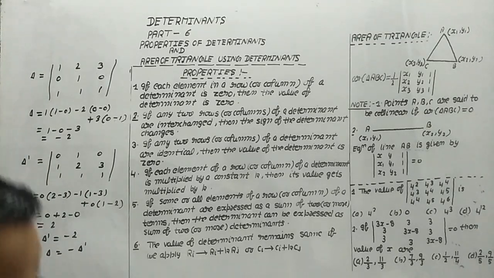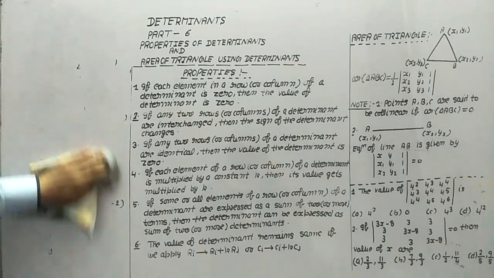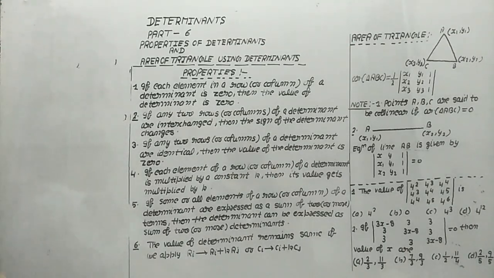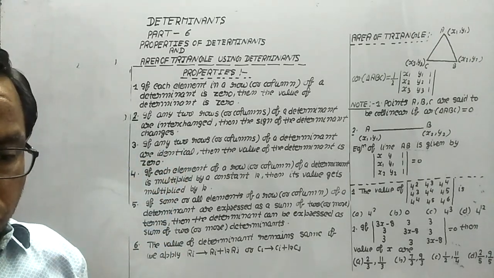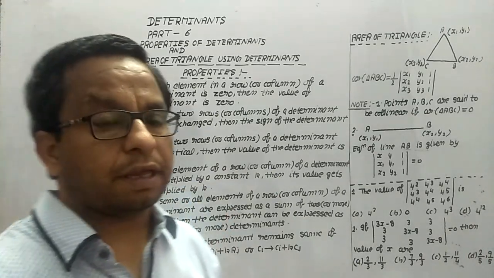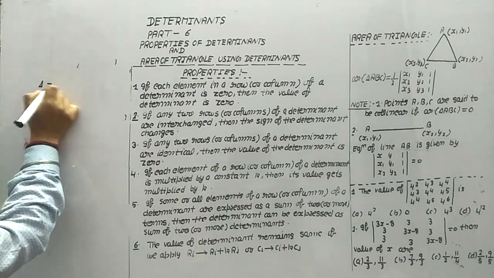Okay, now look at the third property. Again this is an important property. If any two rows or columns of a determinant are identical, then the value of the determinant is 0. If you see anywhere that two rows or two columns are identical, then you can say the value of the determinant is 0.